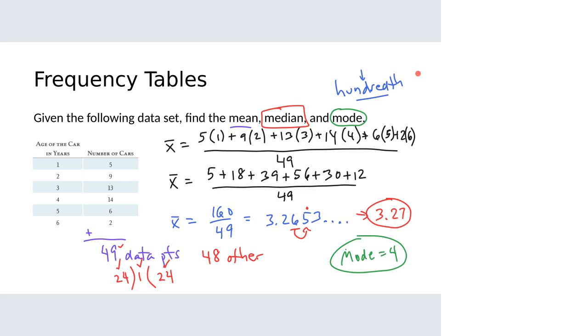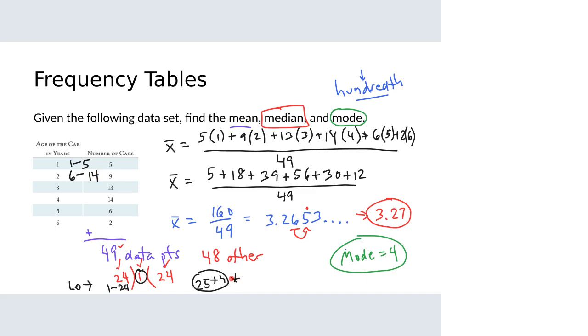Which means if I start counting from the lowest towards the highest, data points 1 through 24 will be down here, and it is the 25th data point that I get to. That's going to be my median. So that's what I'm looking for, is the 25th as I count from lowest to highest. There are 5 ones in here, so that's data points 1, 2, 3, 4, and 5. And then I'm going to use my fingers here. The next 9 are data points 6, 7, 8, 9, 10, 11, 12, 13, 14. So that's 6 through 14.